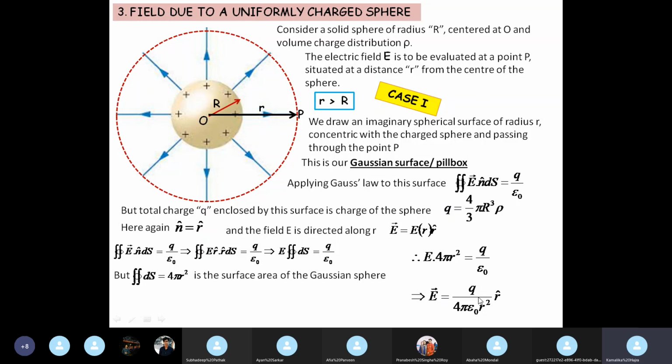Can you identify this expression? Have you found this expression anywhere before? This expression for electric field? Can you recognize it? We have found this expression before. Can you tell me where we got this? Anyone? Do you remember?